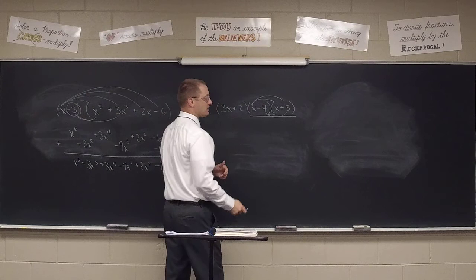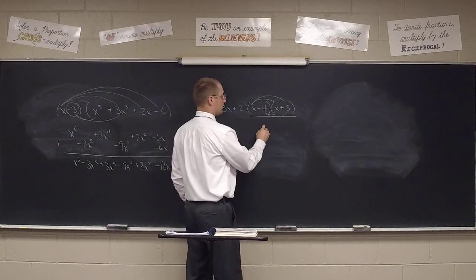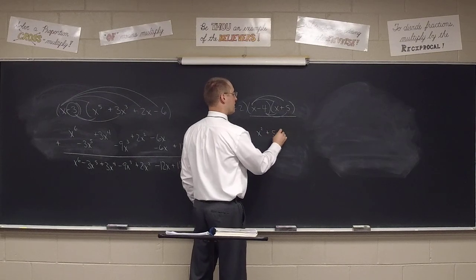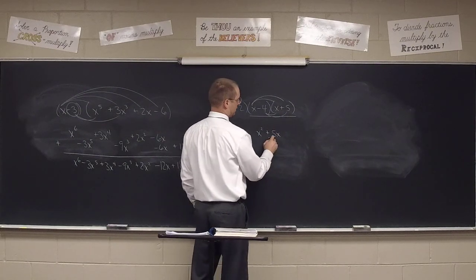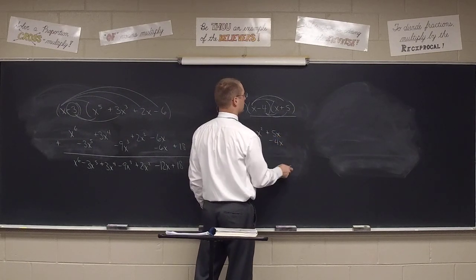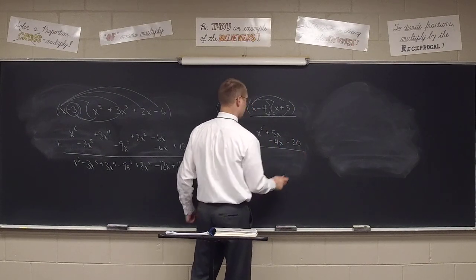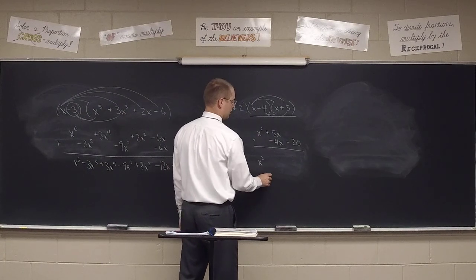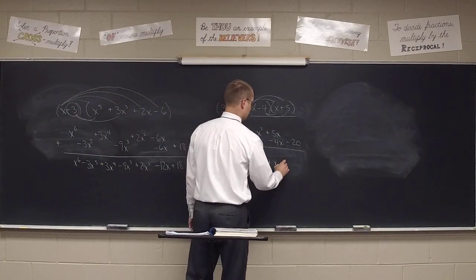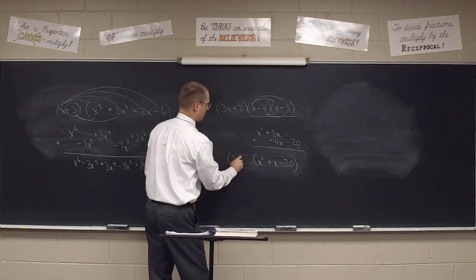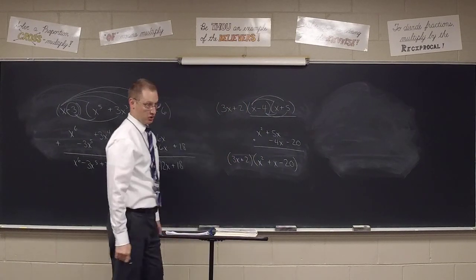So let's multiply the x. X squared and positive 5x. Then the negative 4. Negative 4x, negative 20. Add the partial products. X squared, positive x, negative 20. And once we've multiplied those together, now let's double distribute the 3x plus 2.